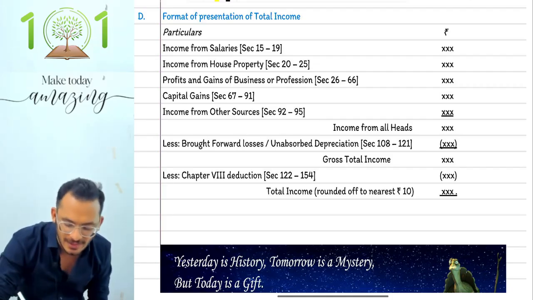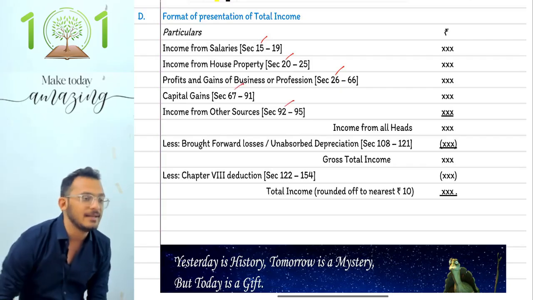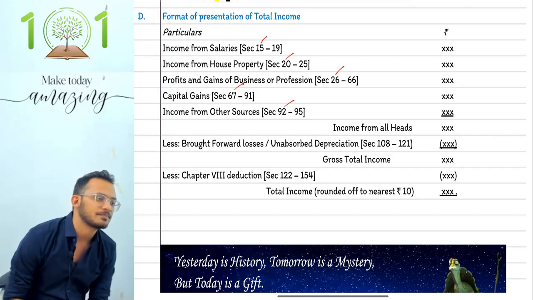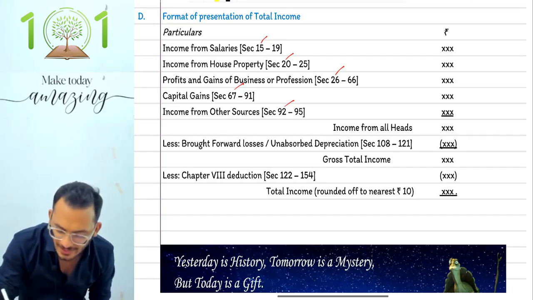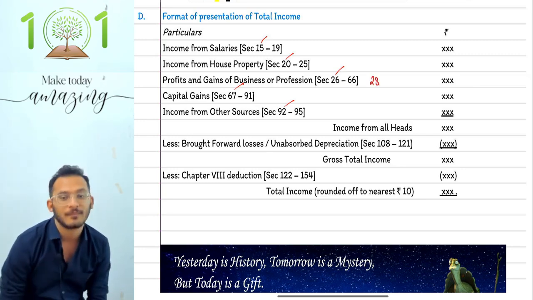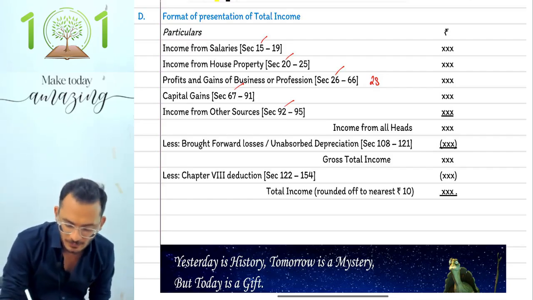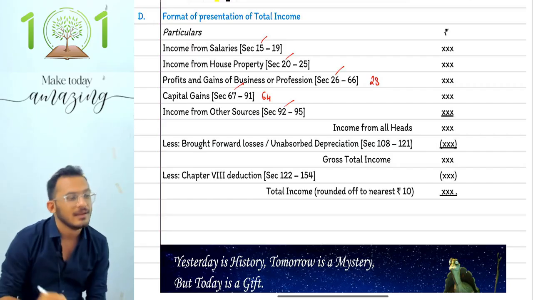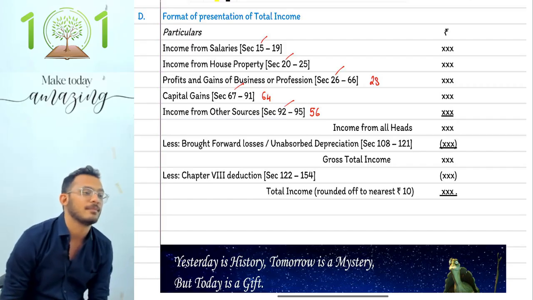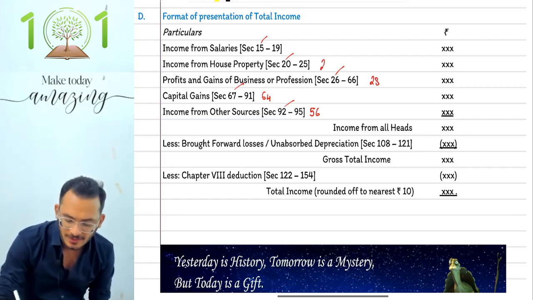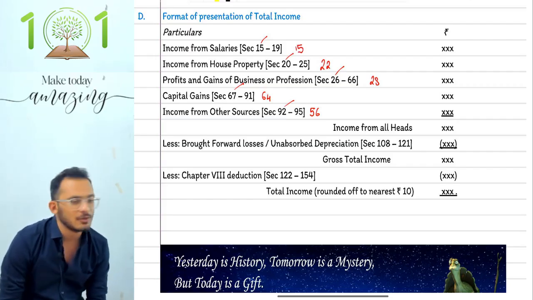So yes, the new amended charging sections are 15, 20, 26, 67 and 92. Do you know the old ones? Very good. 28 was for PGBP. 64 was for capital gains. 56 was for IFOS. Very good. 22 was for HP and 15 was for salaries. Yes, these were the old charging sections, people.